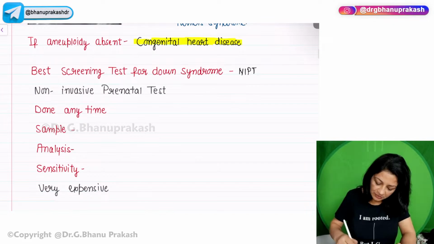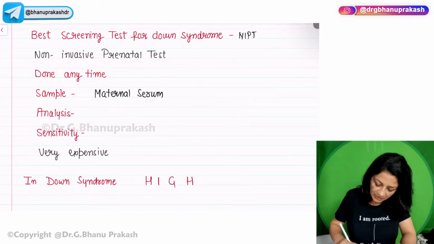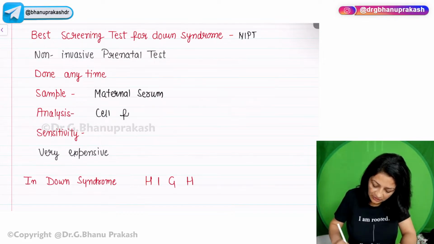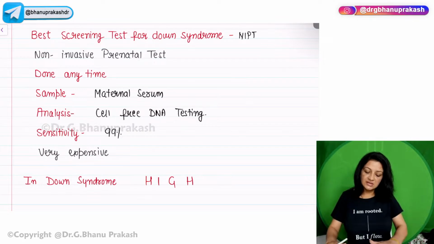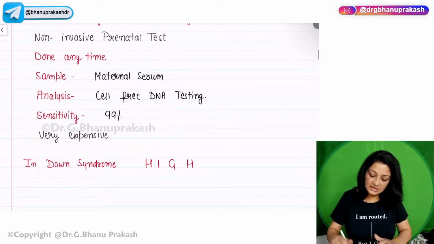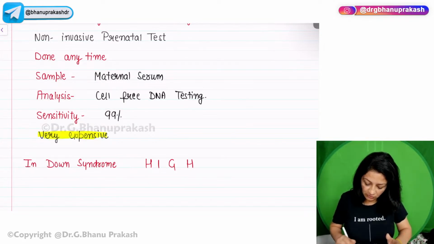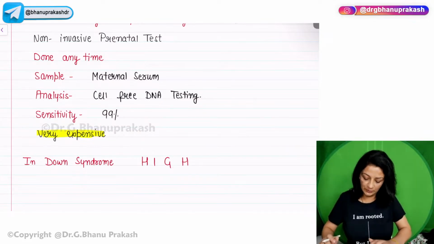सैंपल क्या होगा? सैंपल विल बी मैटरनल सीरम. मैटरनल सीरम. एंड एनालिसिस क्या करेंगे हम यहाँ पे? सेल फ्री DNA testing. Cell free DNA testing, and sensitivity is 99%. This one is the best screening test for Down syndrome. But this test is very expensive. Very, very expensive. But this one is the best test for Down syndrome.